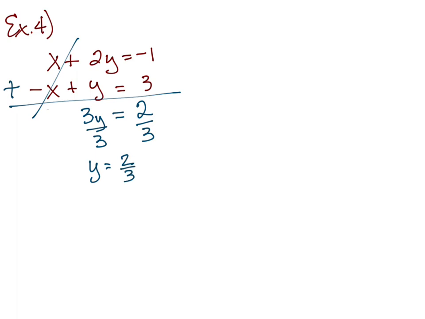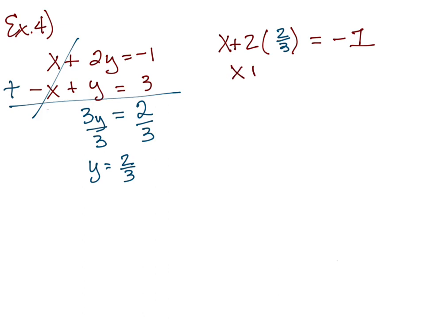Now, we need to go back and solve for x. Pick one of your two equations. It doesn't matter which one. And we're going to substitute that y value in. Which one would you like to sub in? The top one. So we need to solve for x. So we have x plus 2 times y, which is 2/3, equals negative 1.